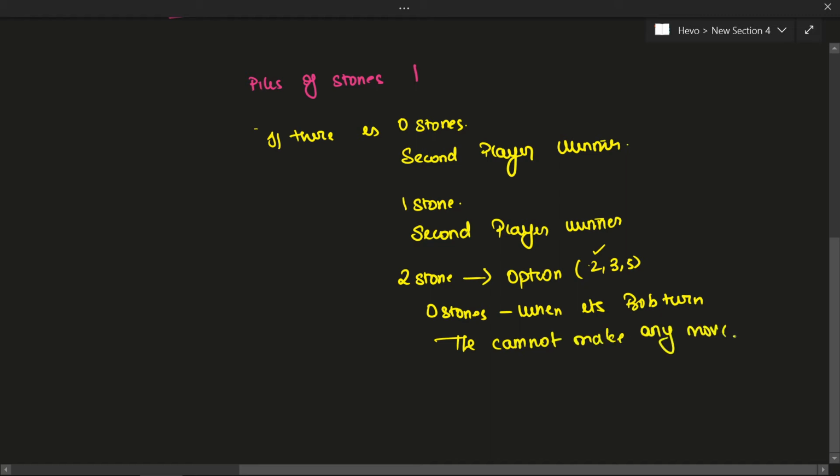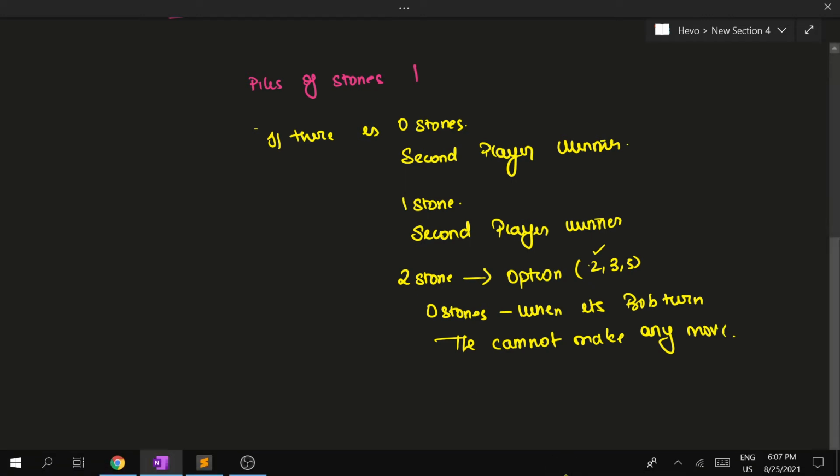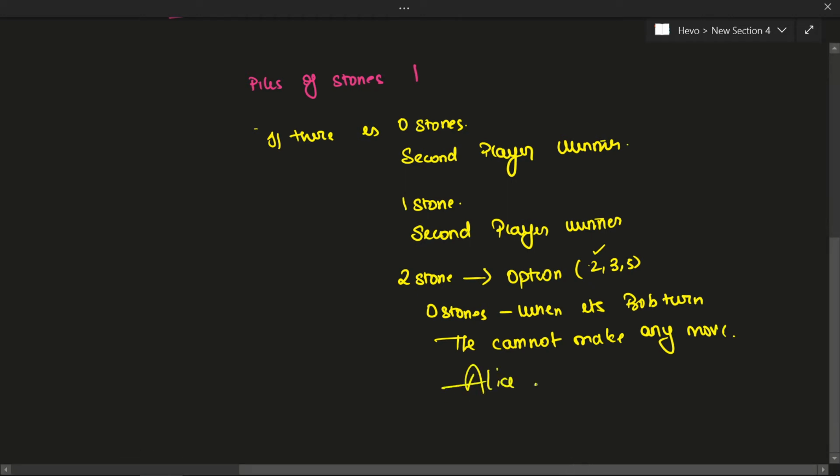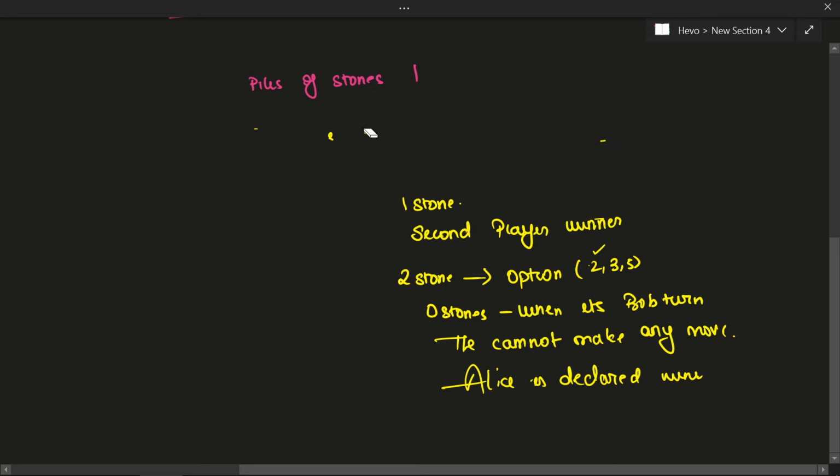So what happens if Bob cannot make any move? Then Alice is declared the winner, right? And now let's talk about further constraints.